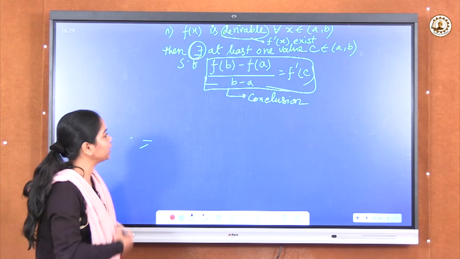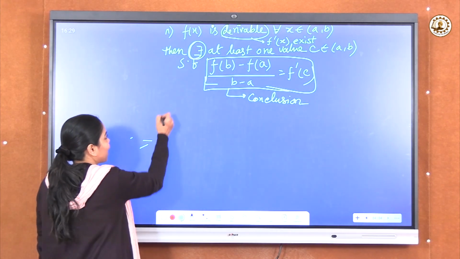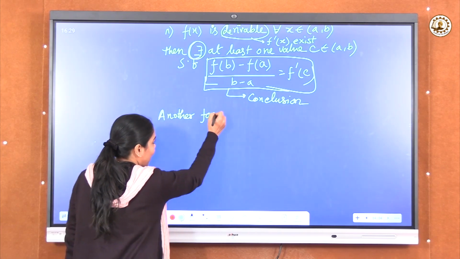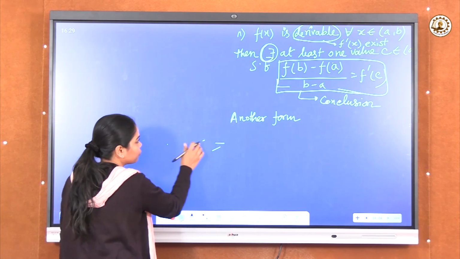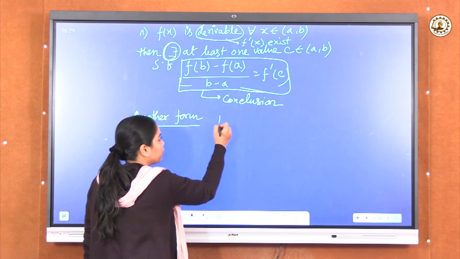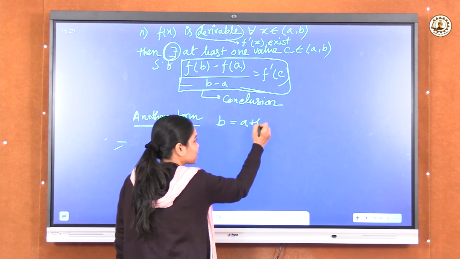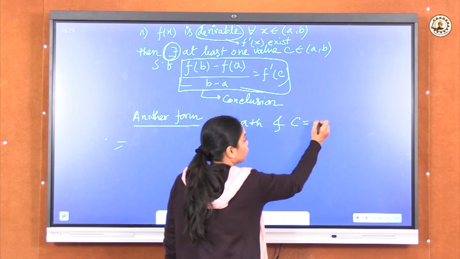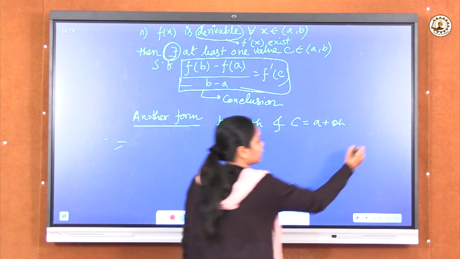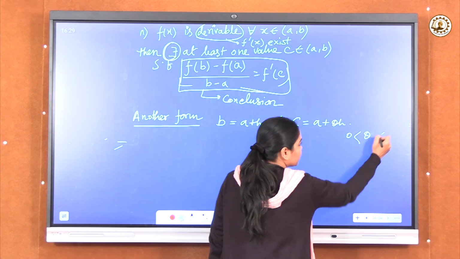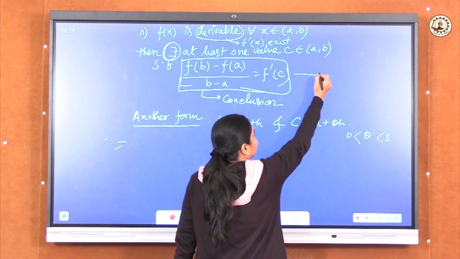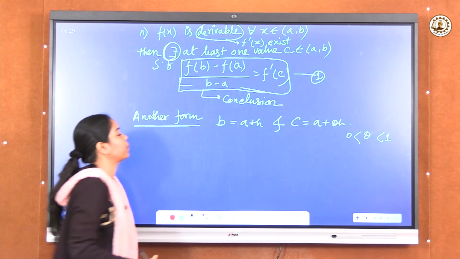For finding the inequality, we have another form of Lagrange mean value theorem. What is the another form? In another form, we will put b equal to a plus h and c equal to a plus theta h. What is theta? Theta is a number which lies between 0 and 1. Now, this conclusion is equation number 1.